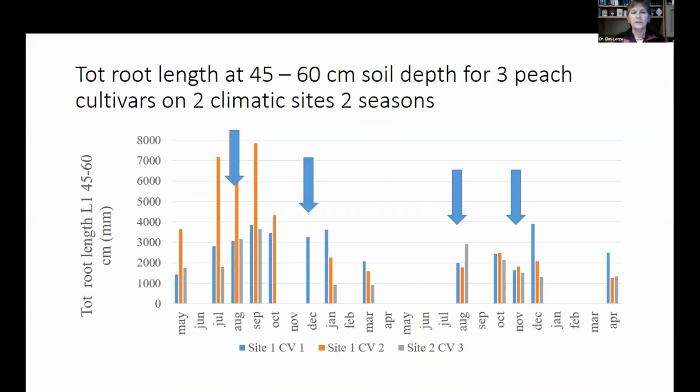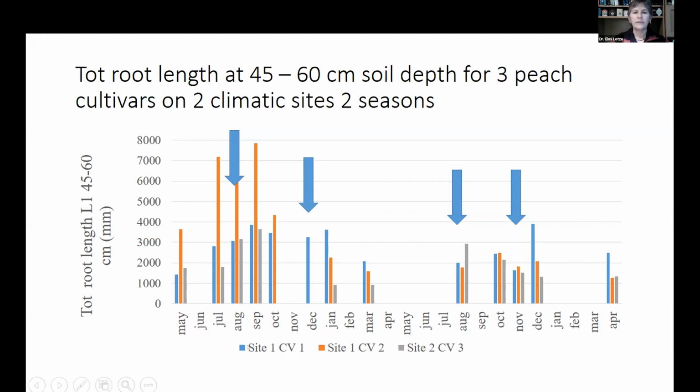Provisional results here. Again, looking at the total root, in this case, only level 1, that's down at the bottom. So the one thing that we could see is that the roots go down to the bottom to that exceed 60 centimeters. These are 2 seasons, season 1 and then season 2. And again, what we see is a kind of a peak here and then another peak there. So it looks like it's also going to be a bimodal root flush in all the different peach cultivars.